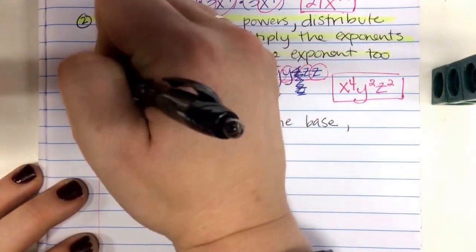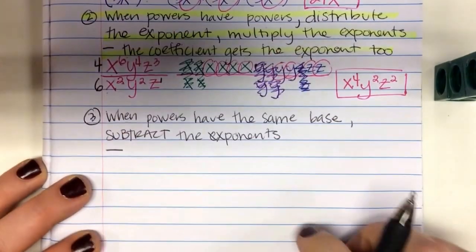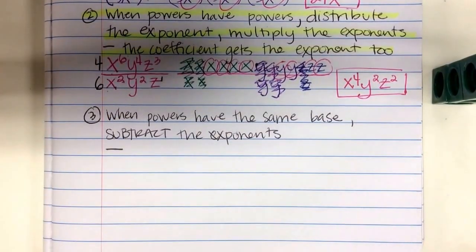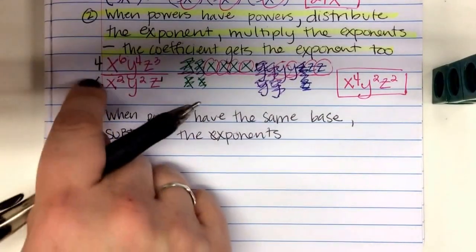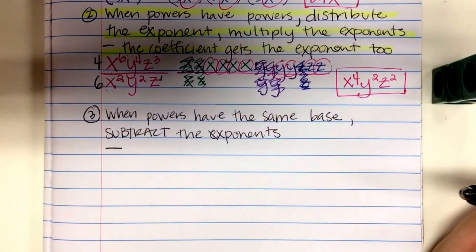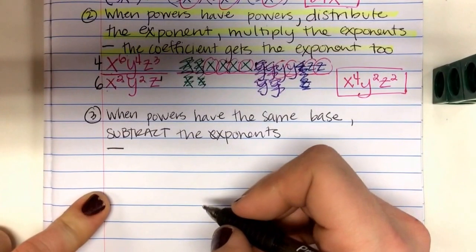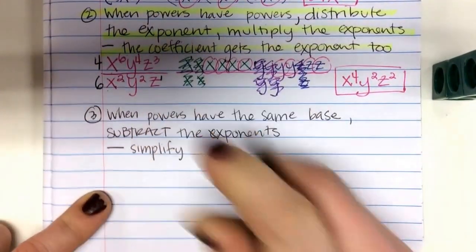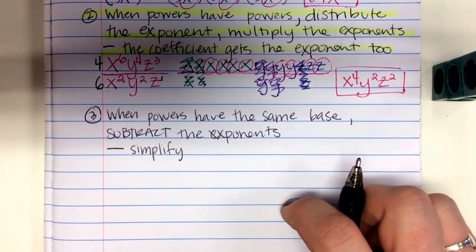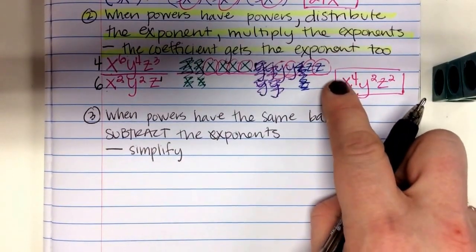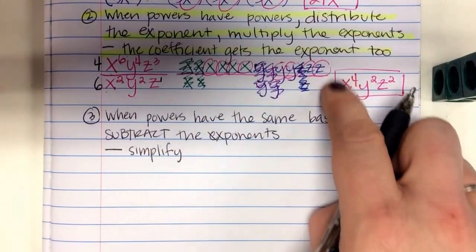What if they had coefficients? What if this problem was 4 over 6? What would you do to 4 over 6? 4 divided by 6, does that work? Can you simplify 4 over 6? What is 4 over 6 simplified? 2 over 3 would be our coefficient.